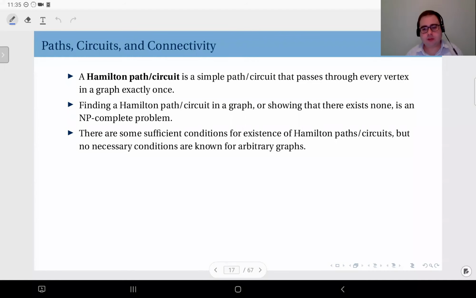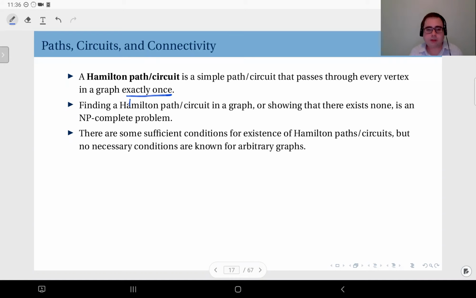Okay, we have seen that an Euler path or an Euler circuit passes through every edge. In contrast, a Hamilton path or a Hamilton circuit is supposed to pass through every vertex exactly once. So you visit every vertex exactly once, and that defines a Hamilton path, or if it's a circuit, a Hamilton circuit.